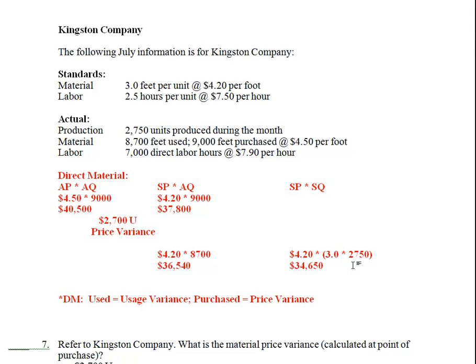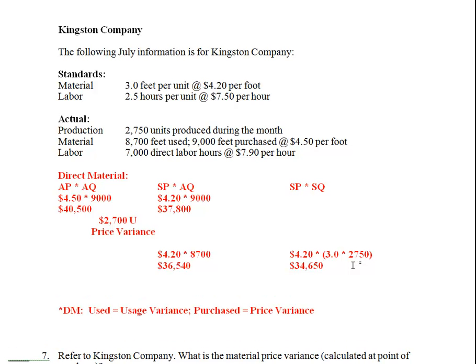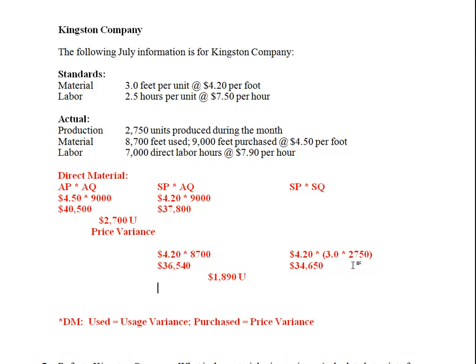Subtract that from the 36,540. That's going to give you a material usage variance of 1,890, and it's going to be unfavorable. Because if you take 2,750 times 3, this is how much material we thought we should have used. We should have used 8,250 feet, but we actually used 8,700. We used more. That's bad. So that gives you an unfavorable usage variance.